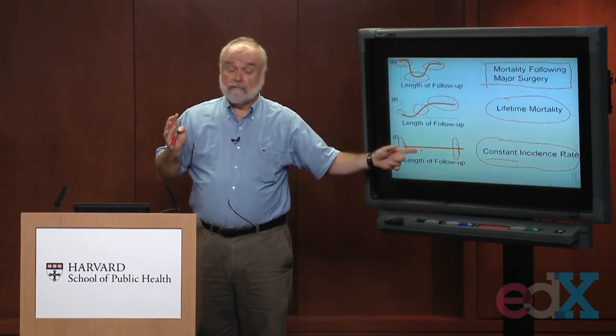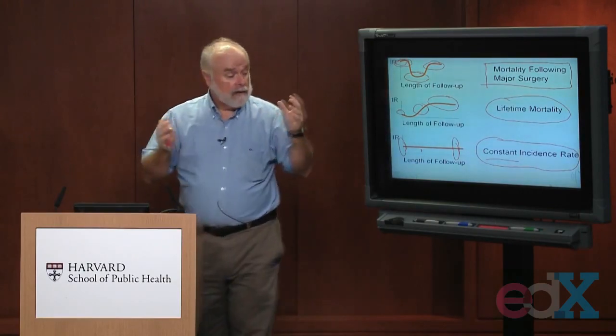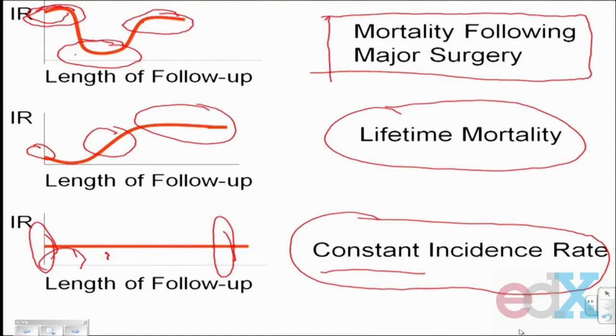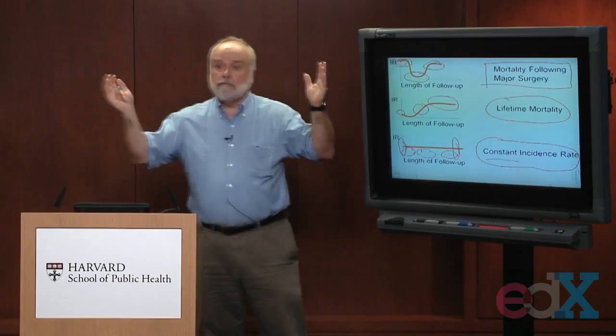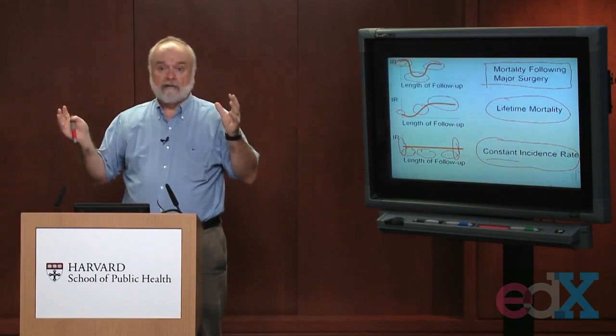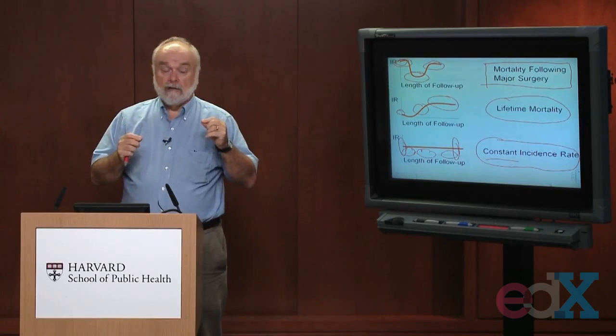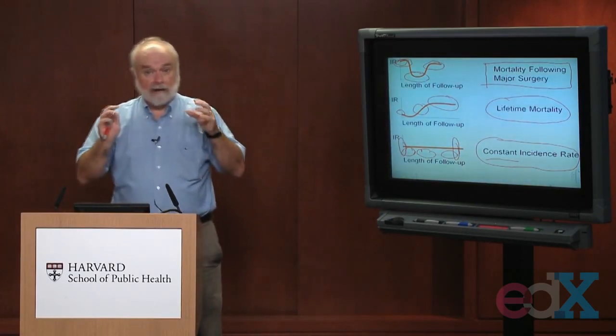So in a constant incidence rate, you might as well combine all the person time that happened either in the beginning of the study, the middle of the study, or the end of the study into one total number of person time. Because all those person time that came from different parts of the study are reflecting the same value for the incidence rate.